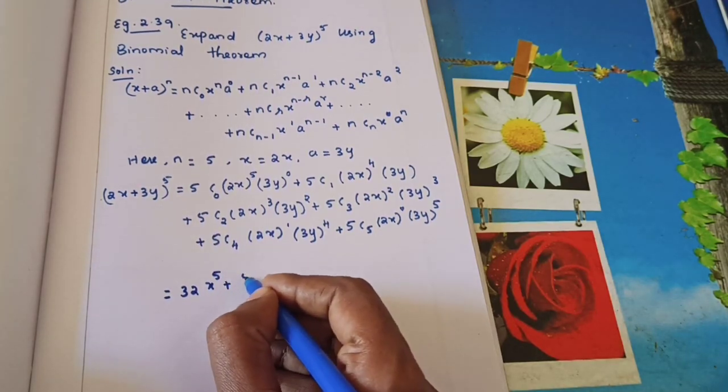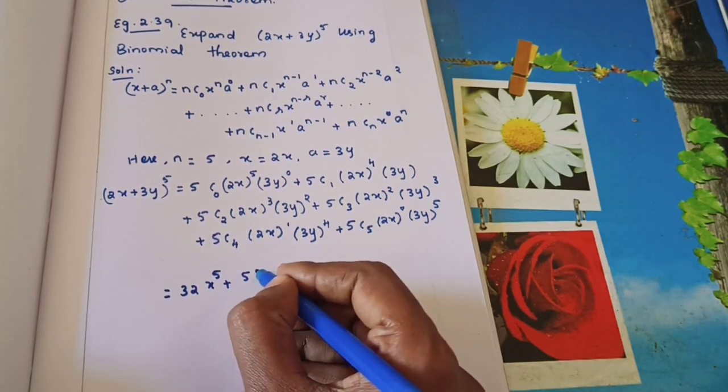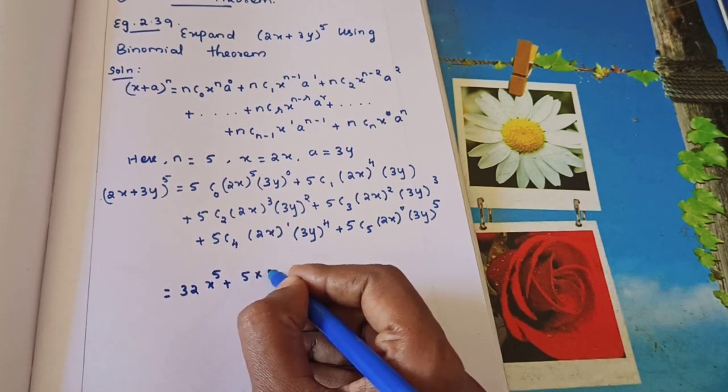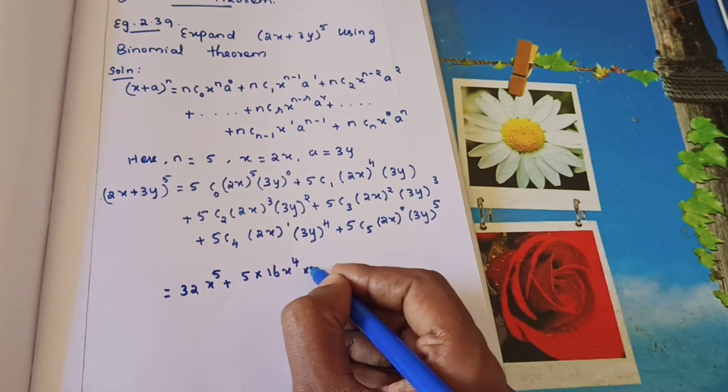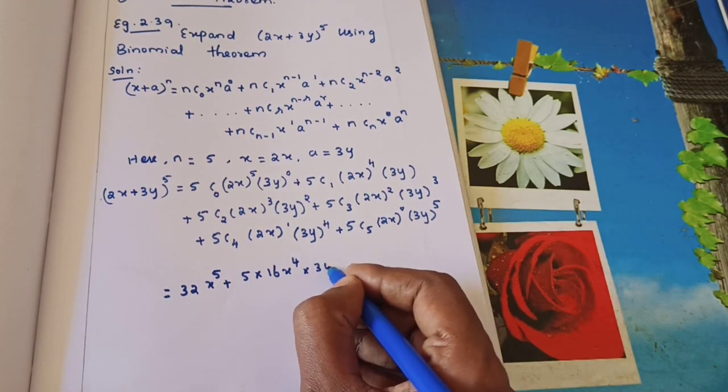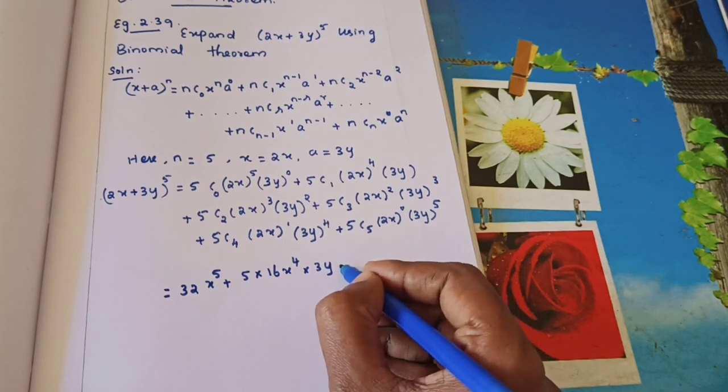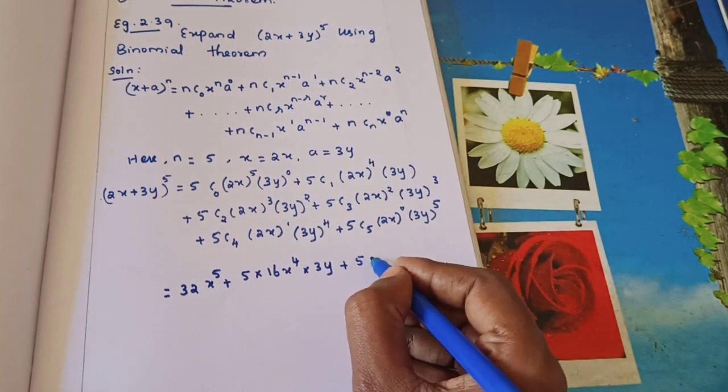Then 5C1 means 5, is it right? 5C1, the value is 5, into 2 power 4. So 2 power 4 means 16x power 4, into 3y, correct? Then next term is plus 5C2, how will you write?